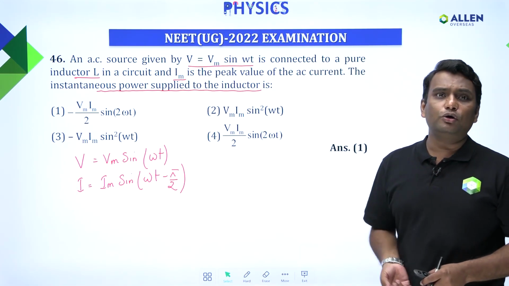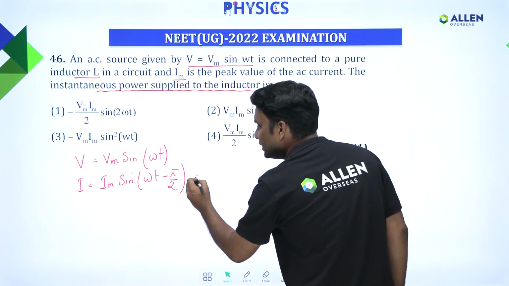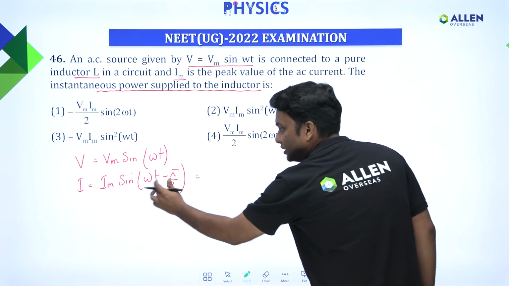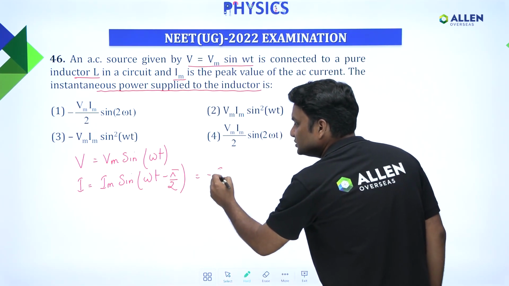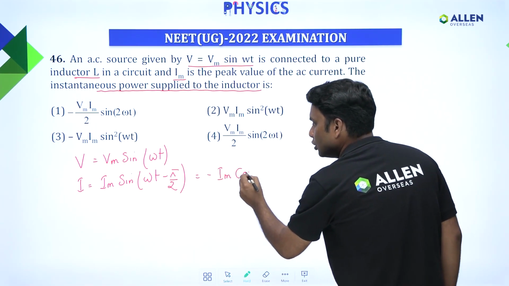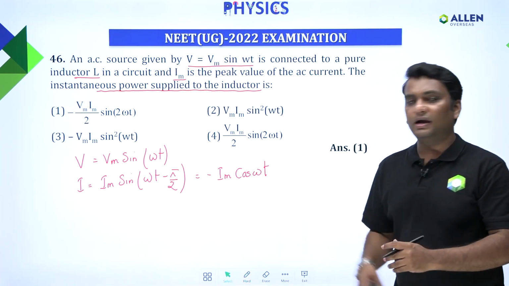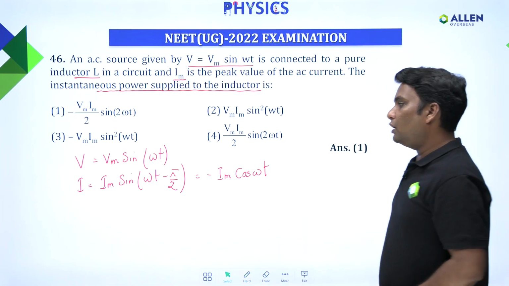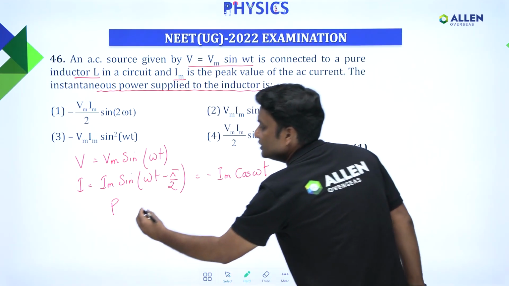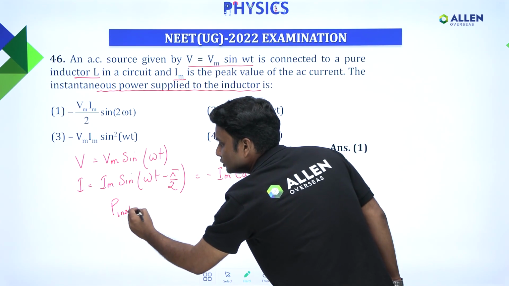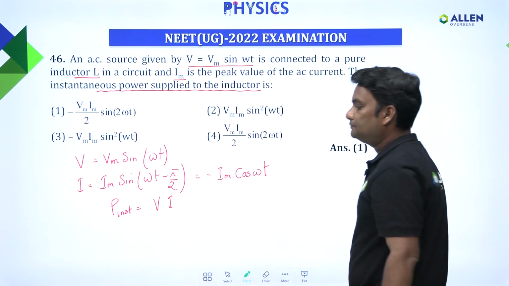Now let's come on to the power part. First of all, I think I can simplify this expression. I can write sine omega t minus pi by 2 as minus Im cos omega t, minus Im cos omega t. Okay. Now here, if I want to write down the power, the instantaneous power is going to be equal to V into I.